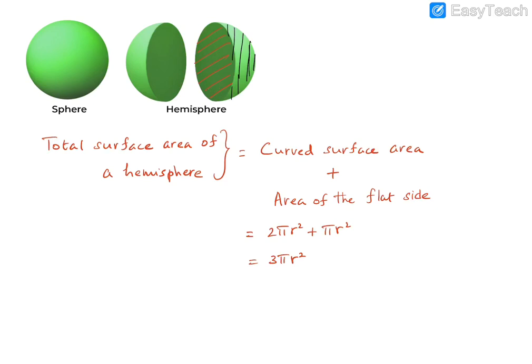So now the total surface area is the sum of the curved surface area and the area of the flat side. And because the flat side has a circular shape, the area of the flat side is pi r square. So the total surface area of the hemisphere is the curved surface area 2 pi r square plus the area of the flat circular side, which is pi r square. So we get the total surface area of a hemisphere as 3 pi r square.